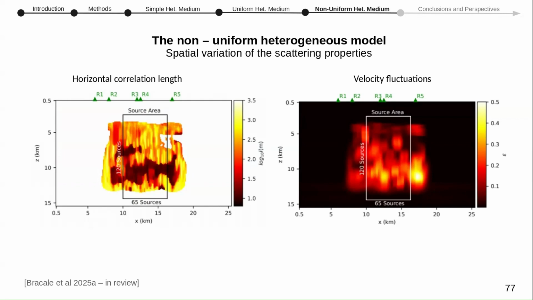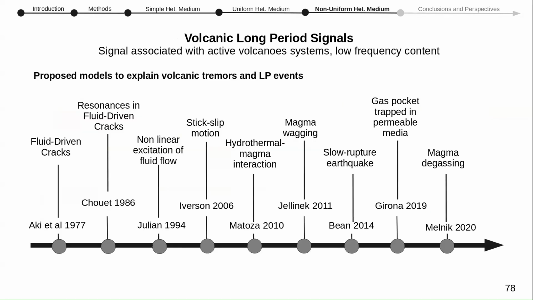The reason why we wanted to study the propagation of waves in this model is not only because we like very complex models, but also because we would like to focus on a specific signal, which has often been observed in active volcanic systems: the long period signal. These signals are characterized by low frequency, below 5 Hertz. These phenomena are very complicated, and in the last 40 years many authors have proposed different models to explain the origin of such a signal. This just highlights the complexity behind this signal.